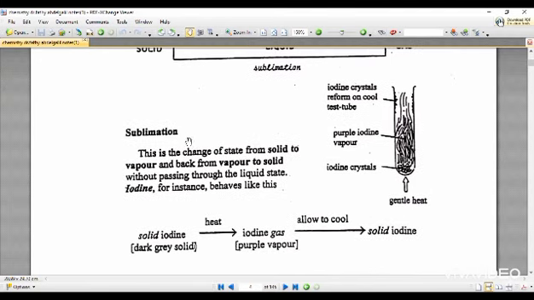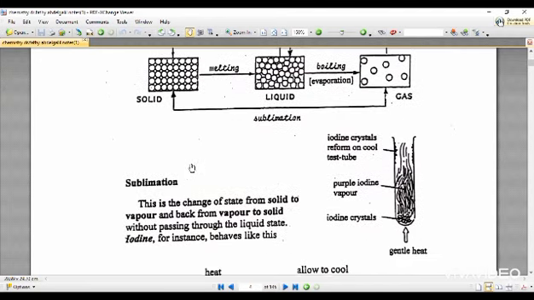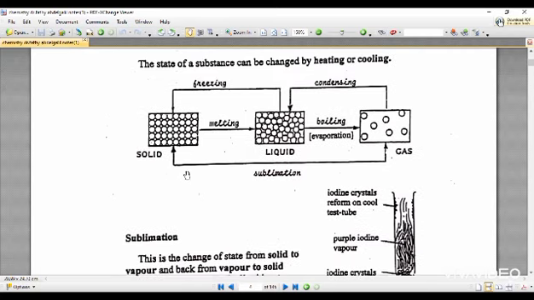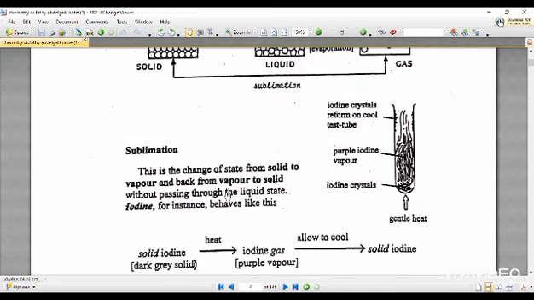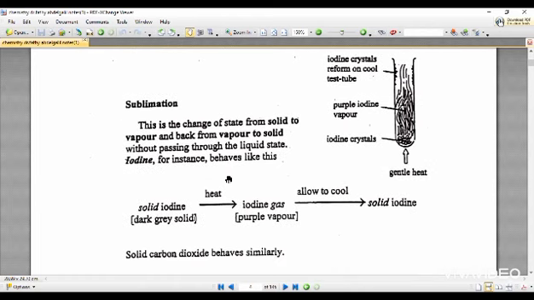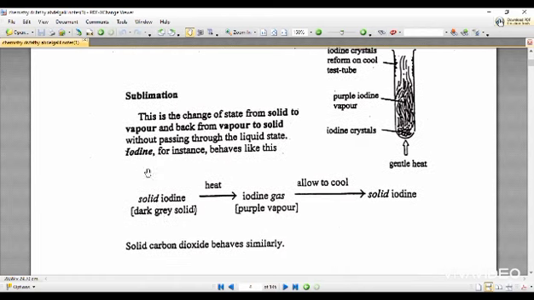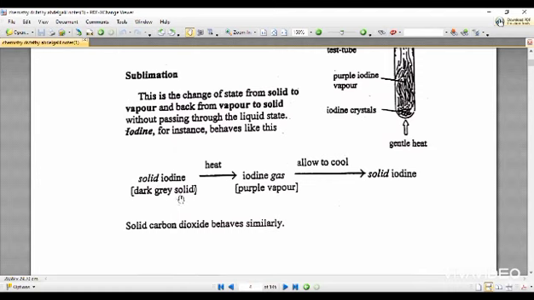Yeah, there is a new process named sublimation, in which, as I told you, some materials and substances can go directly from the solid to the gaseous state upon heating without passing through the liquid state, and vice versa. Vice versa means the opposite is also right. This process is named sublimation. These substances are like iodine. Iodine is a dark gray solid.